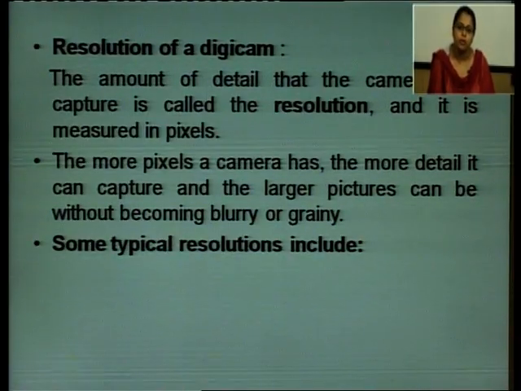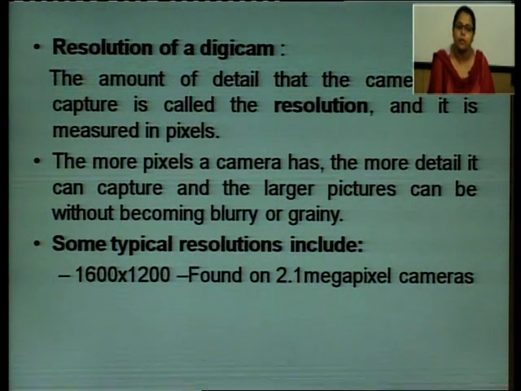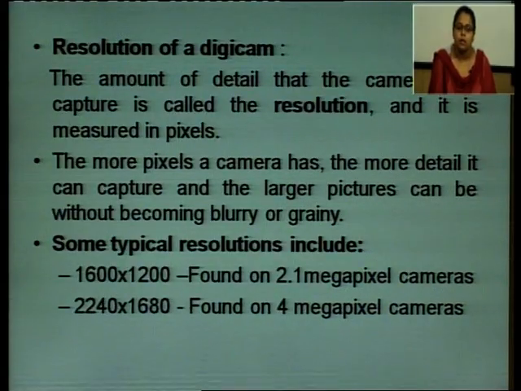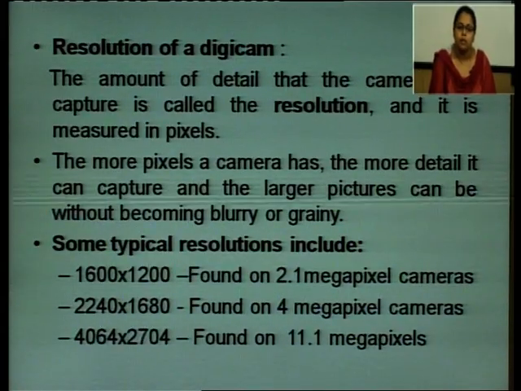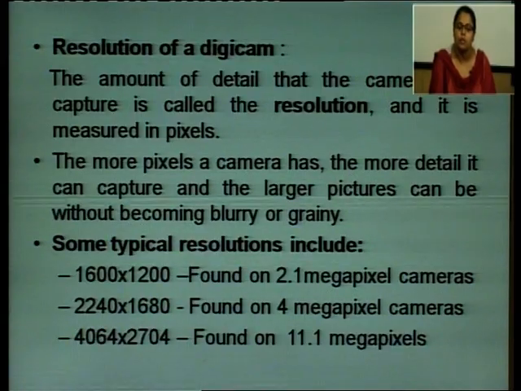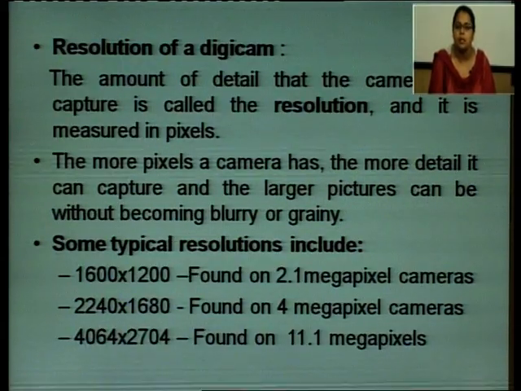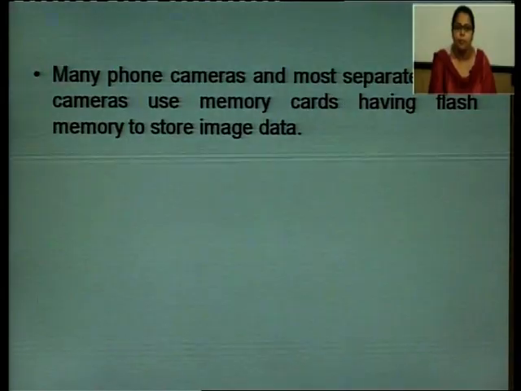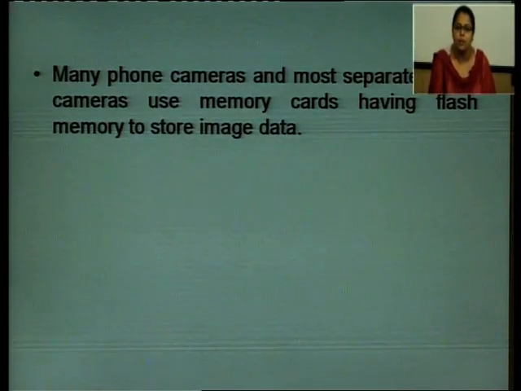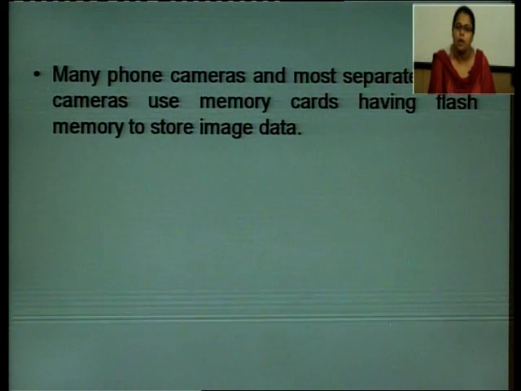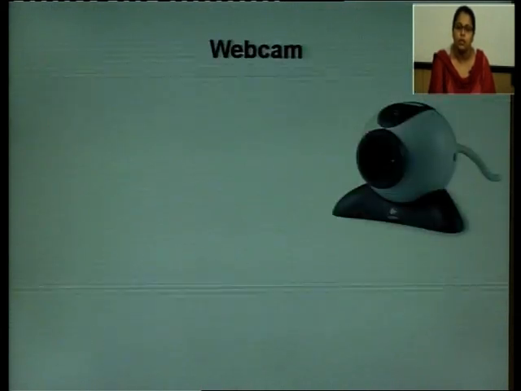Some typical resolutions include 1600 by 1200, which is commonly found on 2.1 megapixel cameras. Then 2240 by 1680, found on 4 megapixel cameras. Then 4064 by 2704, which is the resolution commonly found on 11.1 megapixel cameras. This represents the resolution of a digicam. Many phone cameras and most separate digital cameras use memory cards having flash memory to store image data.